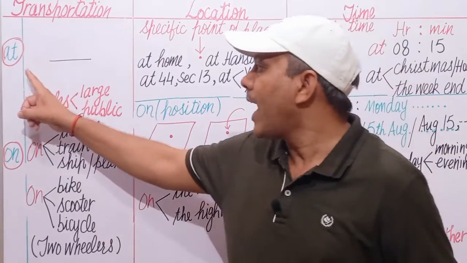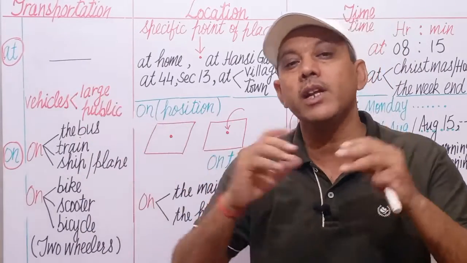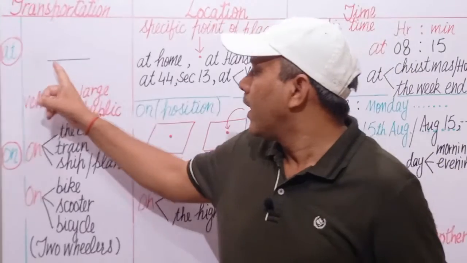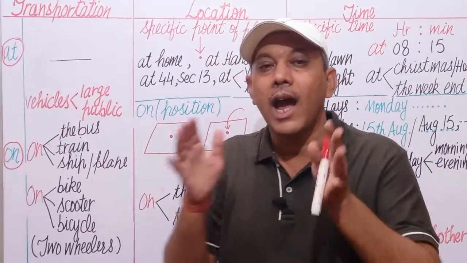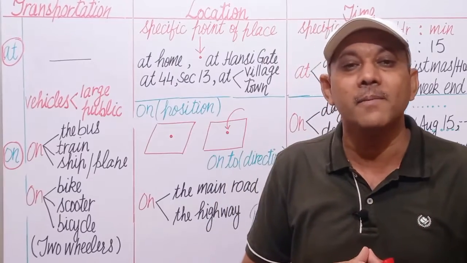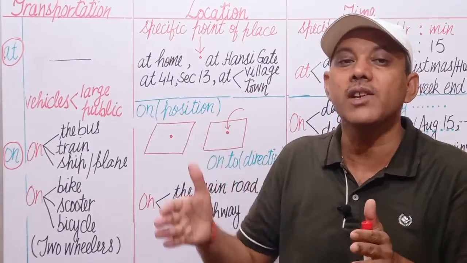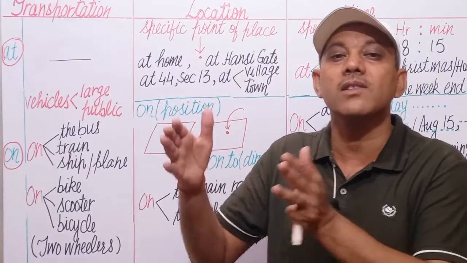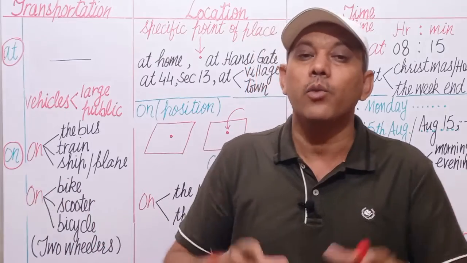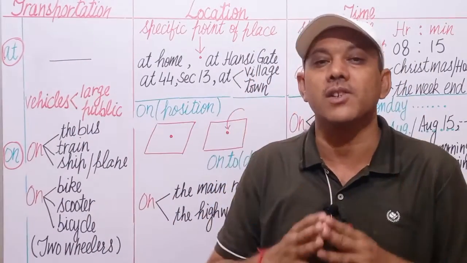First of all, at. At is not used in case of transportation. Of course, we use at the stations of transportations. For example, because that is a point of place, at the railway station, at the bus stand, at the airport, like this. But we do not use at in case of transportation.